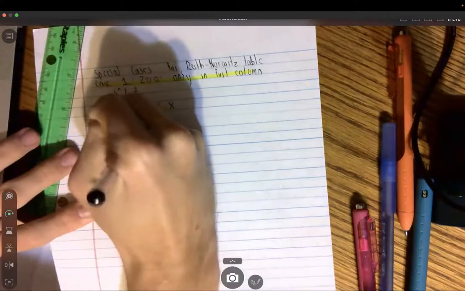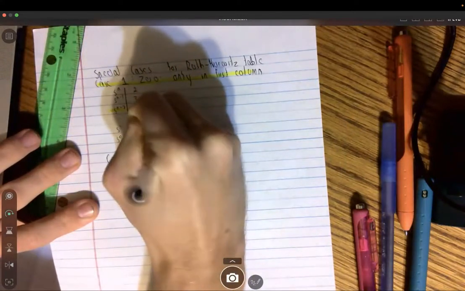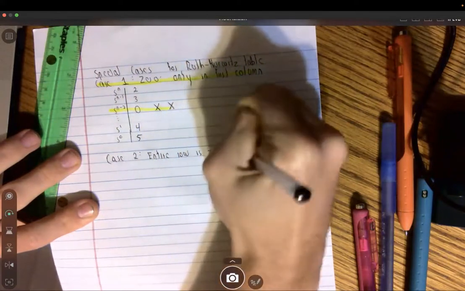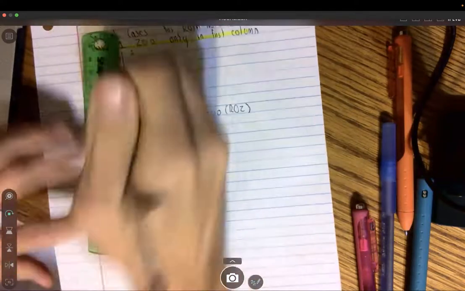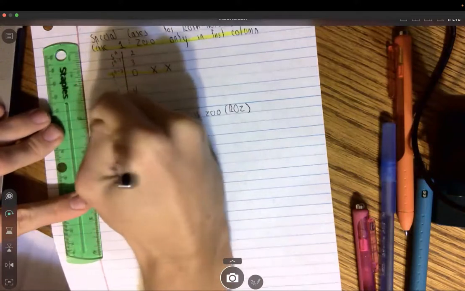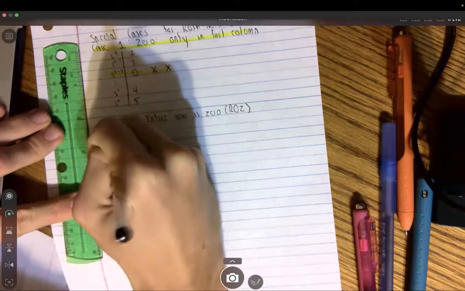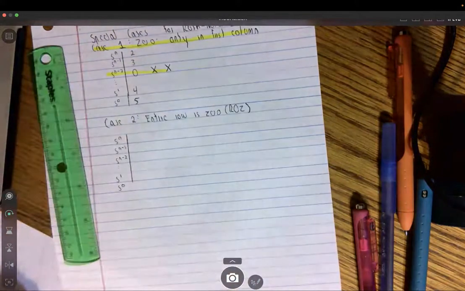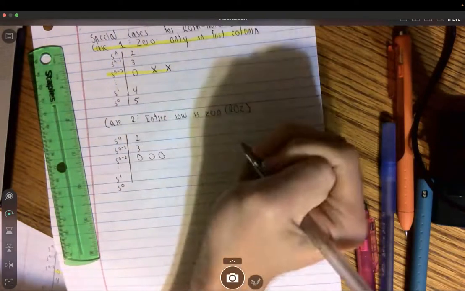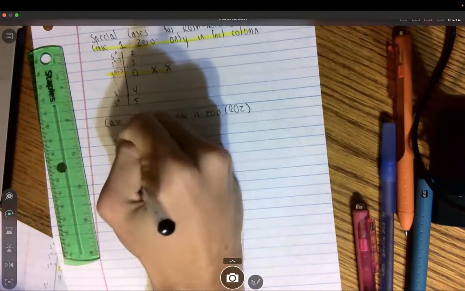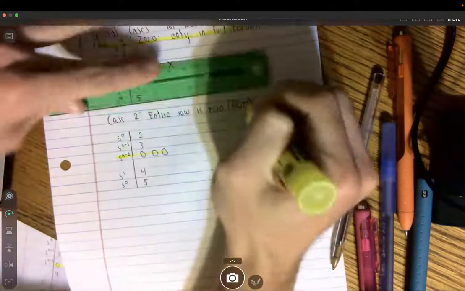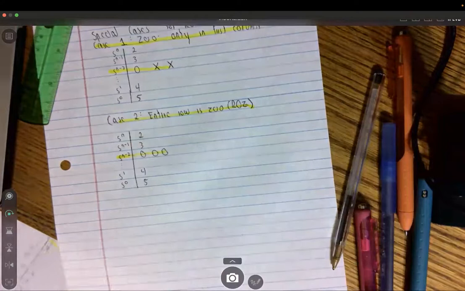Then case 2 is when the entire row is 0. So that means you have a row of zeros. For this case, it starts from S^n, then S^(n-1), S^(n-2), and goes all the way down to S^1, S^0. If the entire row is zeros, say this is 2, 3, then you have 1, 2, 3, entire row zeros, and then 4 and 5. This would be the other case we might encounter, an entire row of zeros.